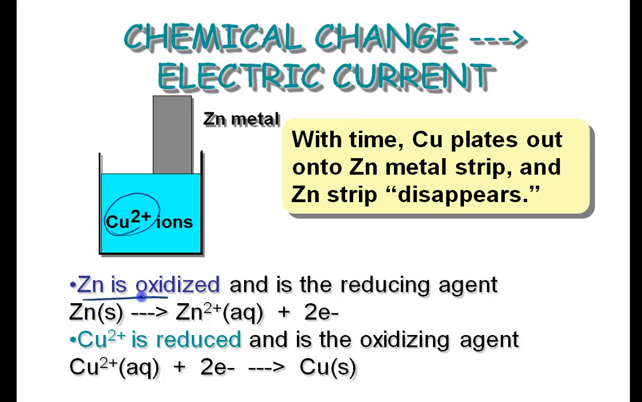What you should have seen then is the zinc strip slowly disappear. This is because the zinc is being oxidized inside that solution. It is losing electrons and is therefore the reducing agent. The copper plus 2 is being reduced and is the oxidizing agent. And so you're able to see the copper solid plate out. If you looked very carefully, you might have been able to see that on the surface of the zinc.